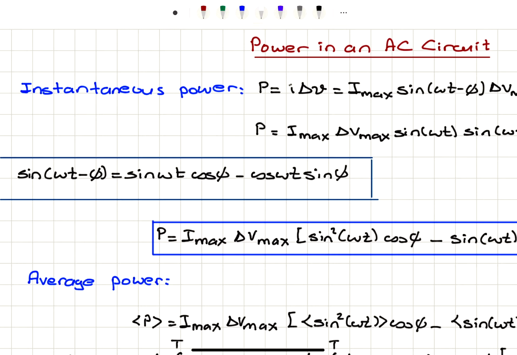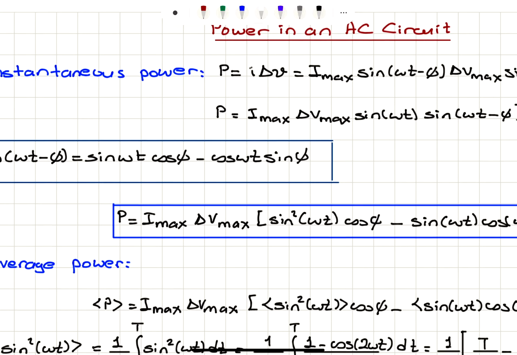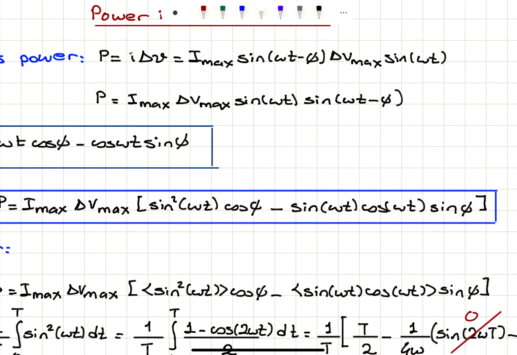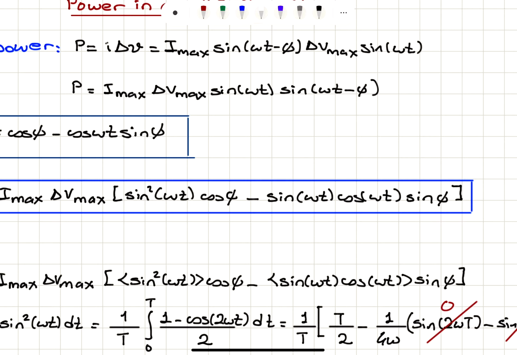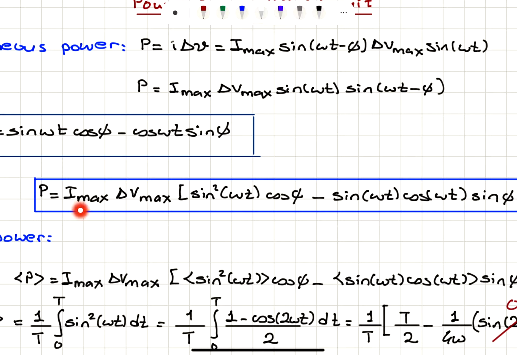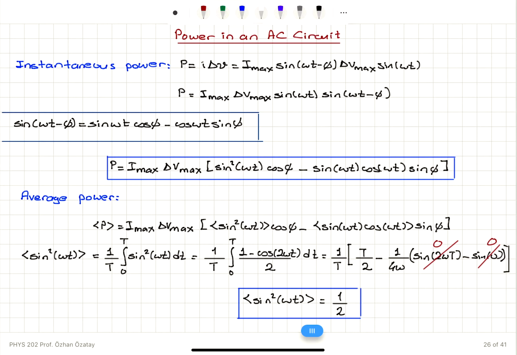Now, you can recall that sine(ωt minus φ) is sine ωt cosine φ minus cosine ωt sine φ. So when I substitute that here, sine squared ωt cosine φ minus sine ωt cosine ωt sine φ, multiplied with I max and ΔV max. So this will be the instantaneous power.